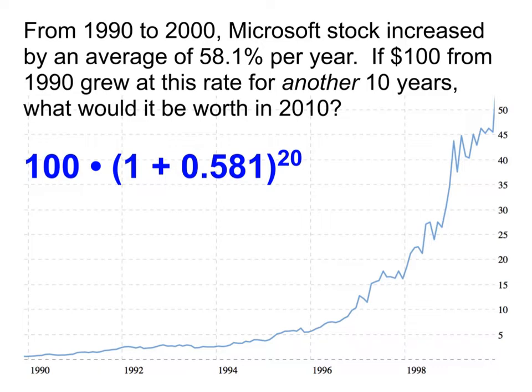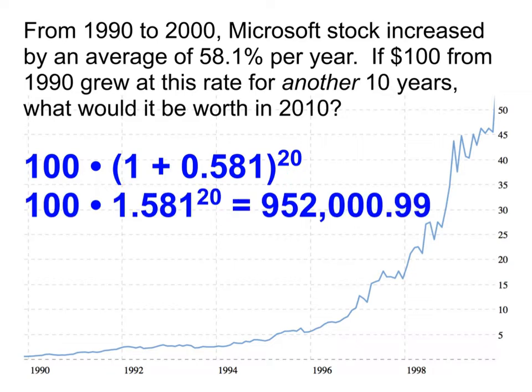So again, go ahead and do that calculation: order of operations, parentheses first, then the exponent, then multiply by 100. Make sure you can get that correct number out. Be practicing this on your own. And we would end up getting then $952,000.99. That would be a great payout. I mean, put in $100 and have $1 million 20 years later. That's the power of compounding interest.